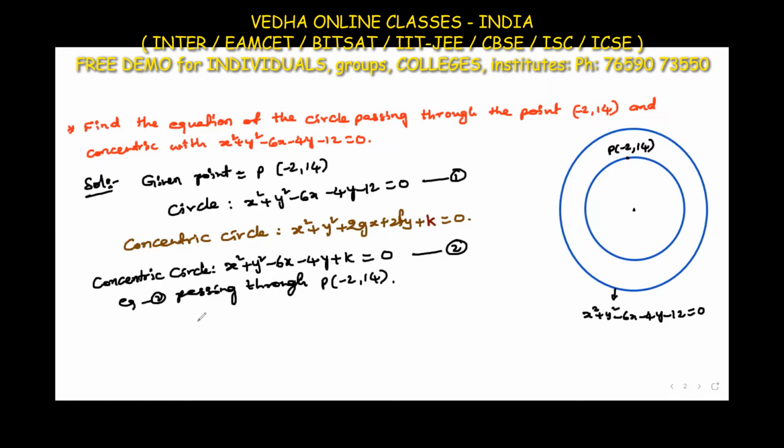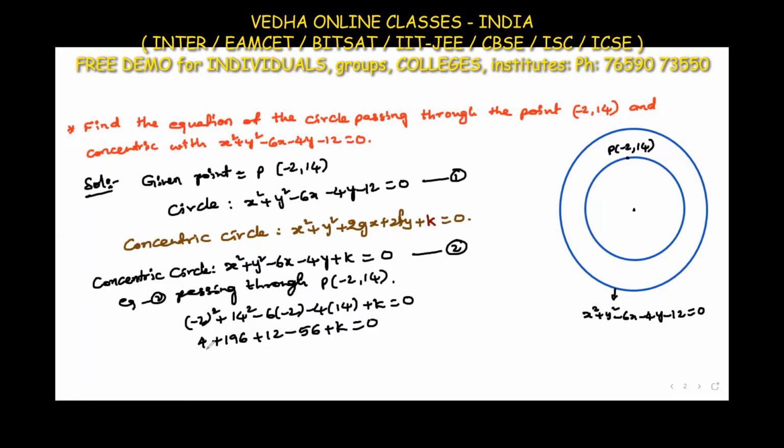So if we substitute these values, (-2) square plus y square, that is 14 square, minus 6 into x, minus 4 into y is 14, plus k equal to 0. 2 square is 4 and 14 square is 196, and 6 2s are 12, minus into minus plus 12. Minus 14 into 4 times, how much is it? 56, plus k equal to 0.